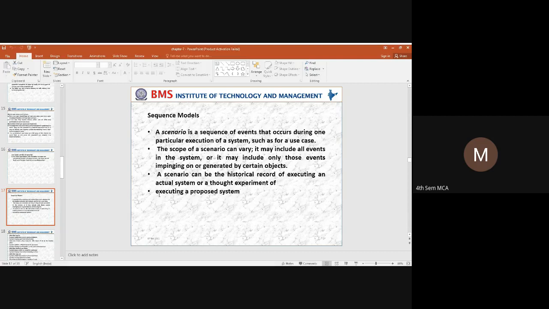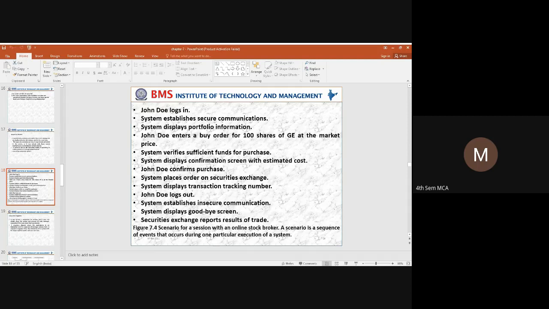So for these steps, we are trying to identify how the objects are going to communicate. In our example we have one more example here. So this is a scenario of an online brokerage system.